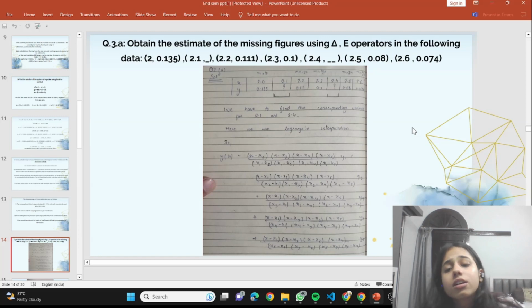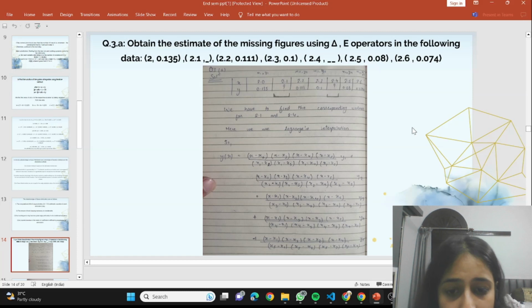Third question is, obtain the estimate of the missing figures using the delta E operator in the following data. We will make the table of x and y, and then we will calculate the missing figures. First, we have to find the corresponding values for 2.1 and 2.4, and here we will use Lagrange's interpolation method. So let's begin. We know the formula of Lagrange's interpolation method, how to calculate.